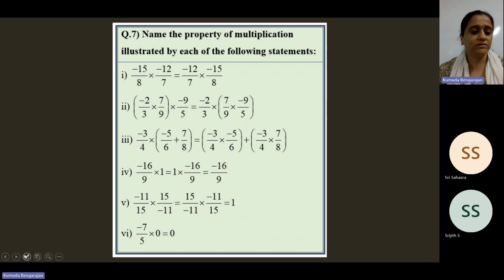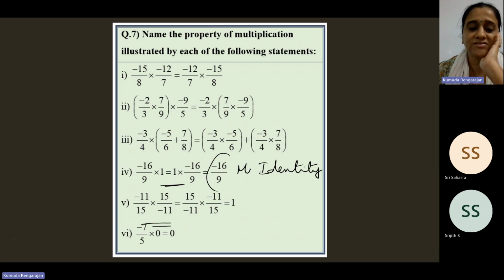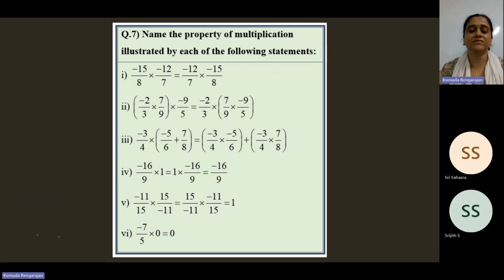Yeah, so in the fifth one, multiplicative inverse property. One minute, children. The fourth one is multiplicative identity property. Identity, because it's saying getting the same answer. Not additive, multiplicative. Nothing is additive here. Everything is multiplication.